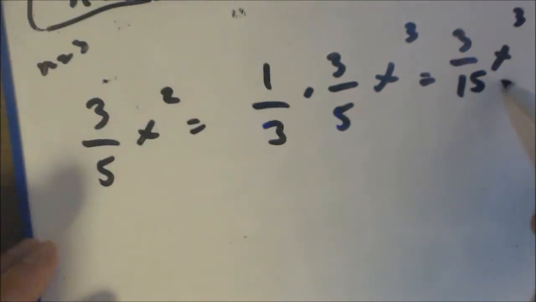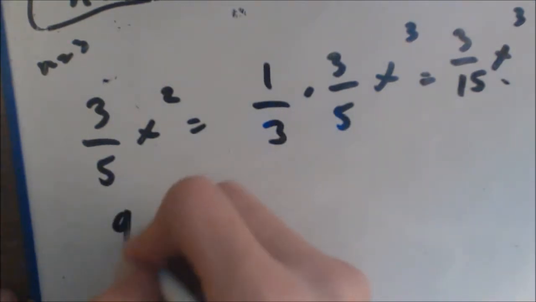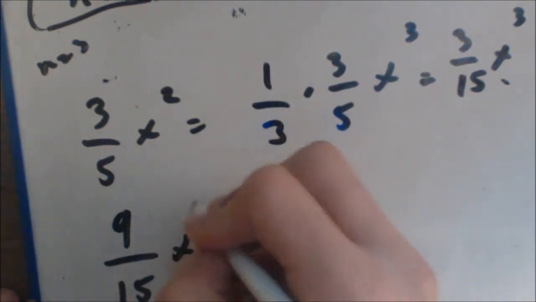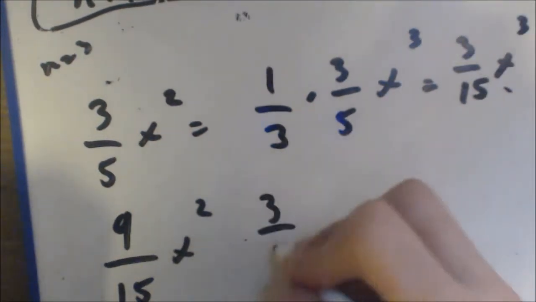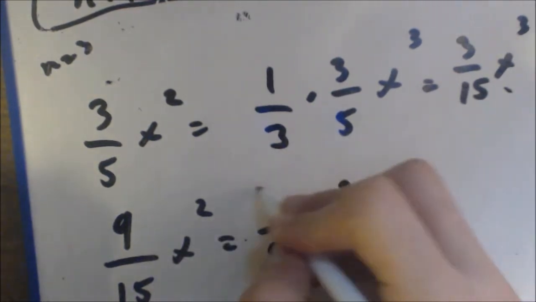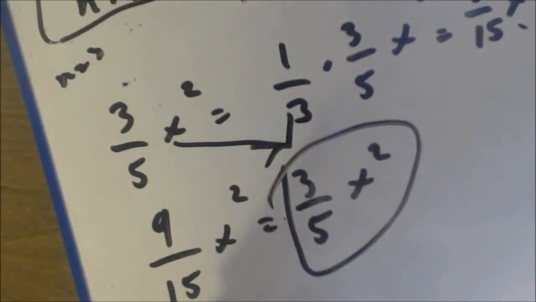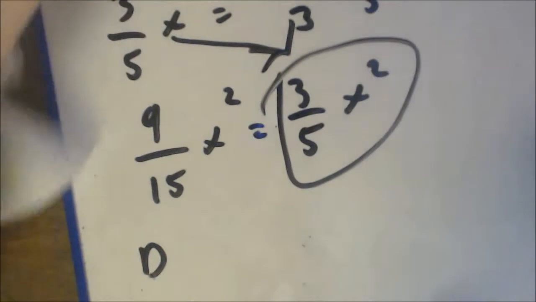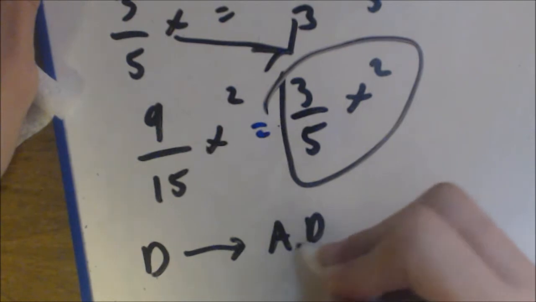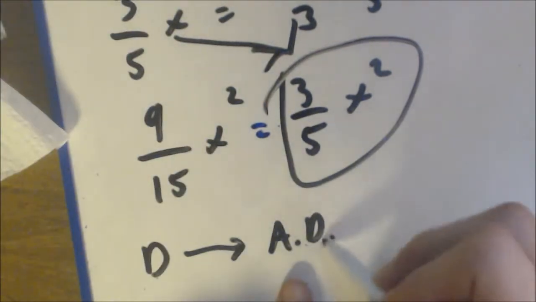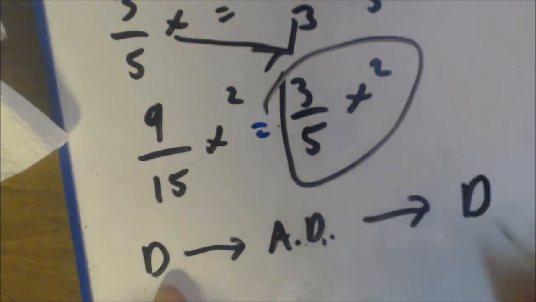Now when we take the derivative of this, it will give us 9 over 15 x squared, which divided by 3 is 3 all over 5 x squared. And there you go. It's the same exact thing as this. So you can take the derivative. Oh, hold on, let me draw the thing. The derivative goes to the antiderivative. But when you take the derivative of an antiderivative, it takes you back to the derivative.